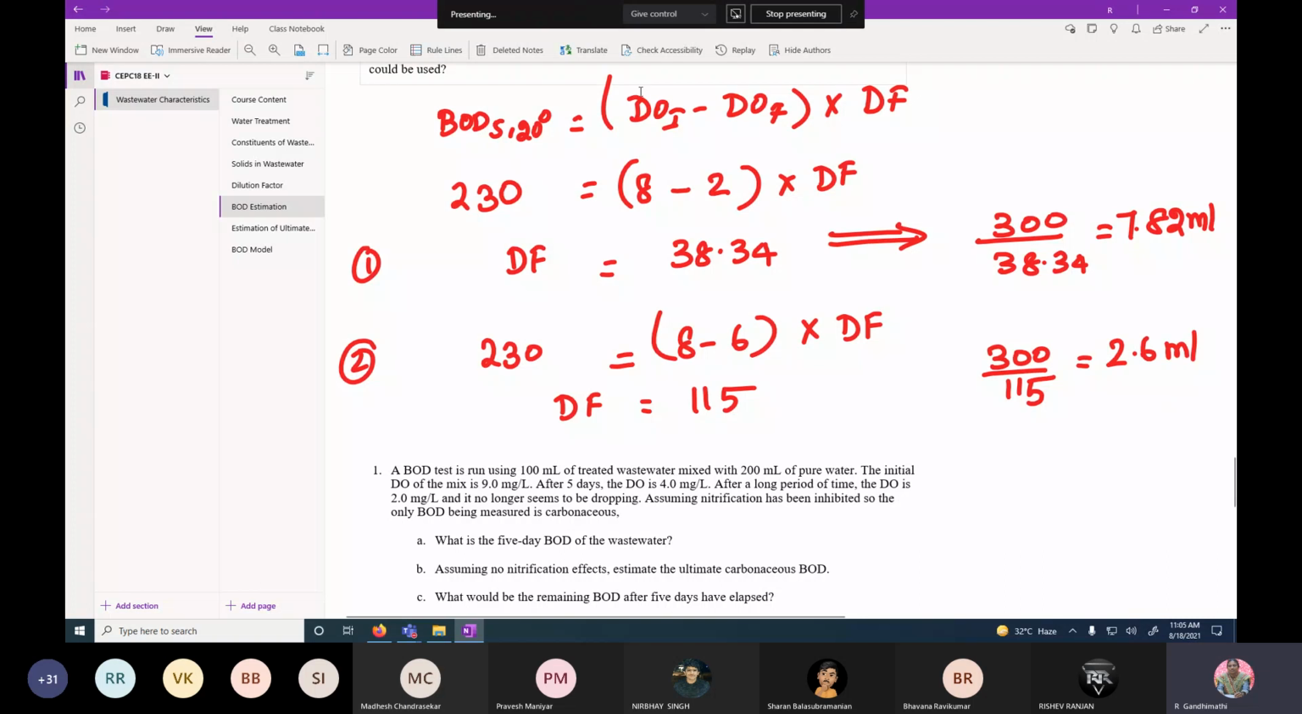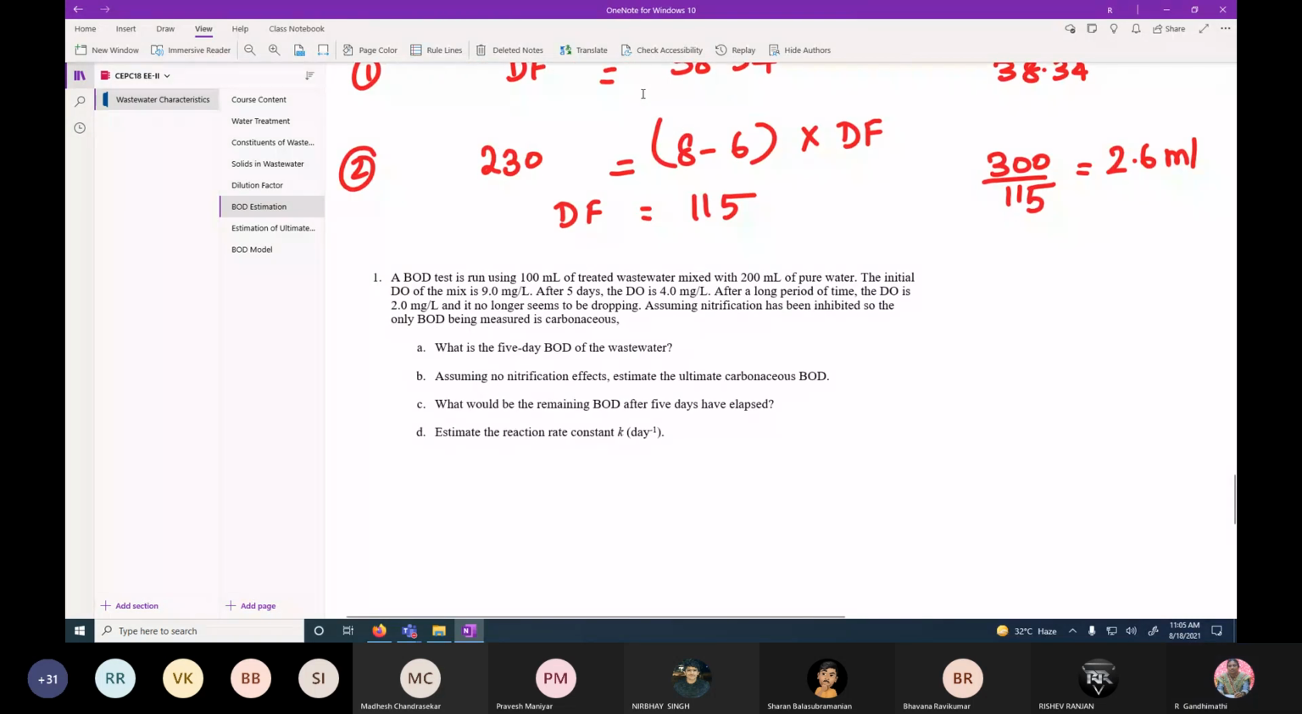Yeah, please note down the next problem. A BOD test is run using 100 ml of treated wastewater mixed with 200 ml of pure water. The initial DO of the mix is 9 milligram per liter. After 5 days, the DO is 4 milligram per liter.